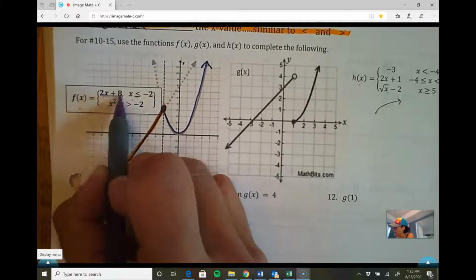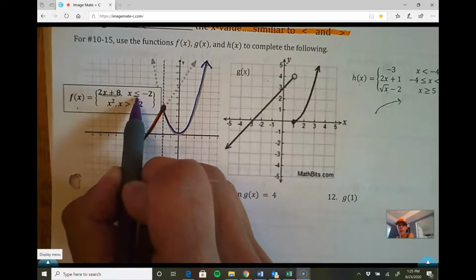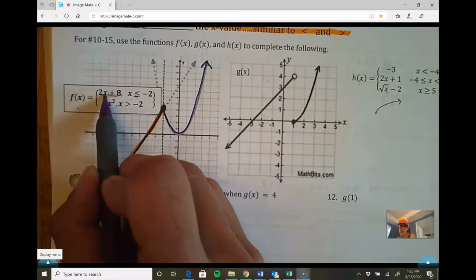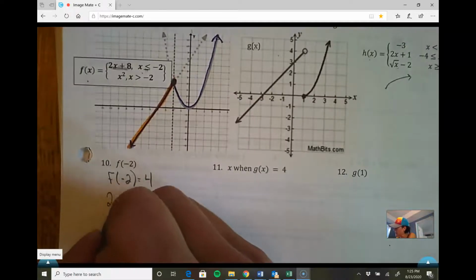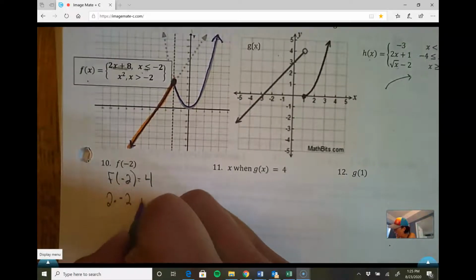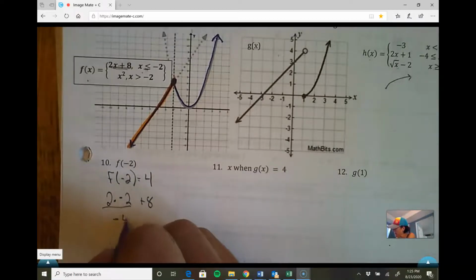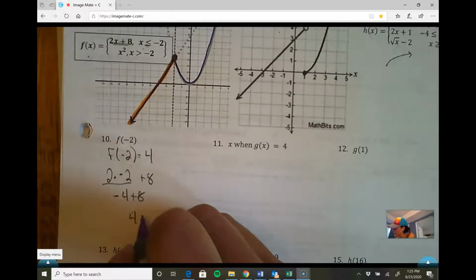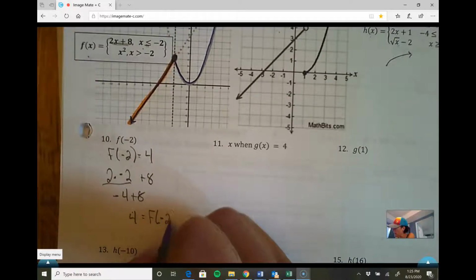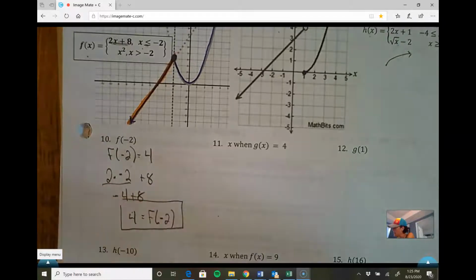Now, if you didn't have the graph, then I would look at the equation, and since it's negative 2, this equation is going to be used because x is including negative 2. So I can actually take the negative 2 and just plug it into here. 2 times negative 2, add 8, follow my order of operations. So I'm going to multiply. And when you add those, you get that 4. So sometimes there's 2 options to solve for it. It's just really up to you what you want to use.